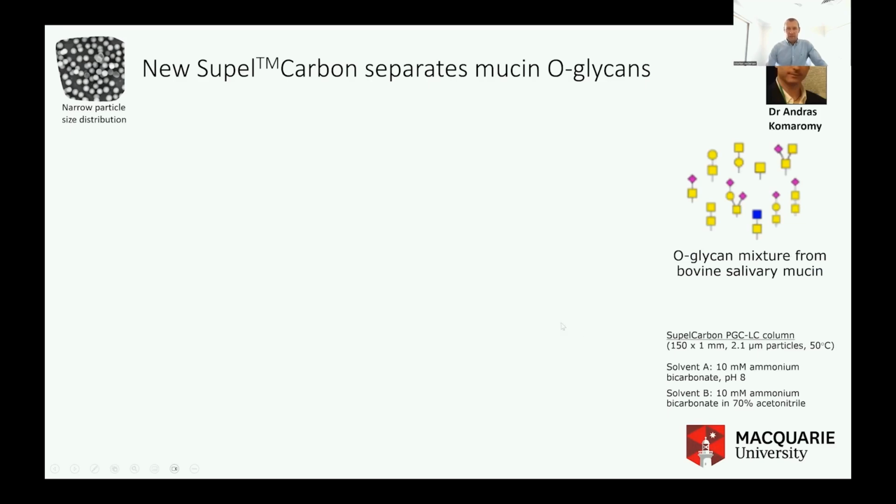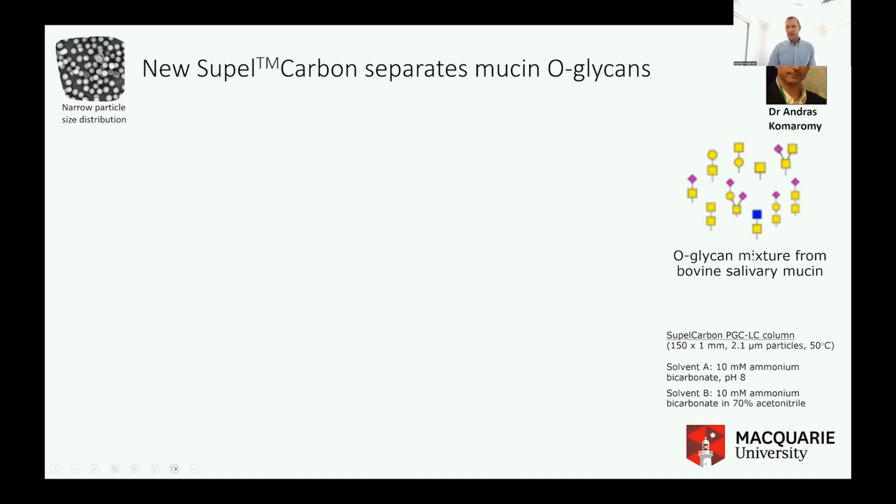In attempts to improve that, we've been working with a product they have on the market, Supercarbon, which is a new type of PGC material that differs from the existing one by having a more narrow particle size distribution, but retaining some of the more classical features, such as the wide pH range and pressure profile. And what one of my postdocs has been working on over the years and months is to look at the separation capacity of these new Supercarbon phases.